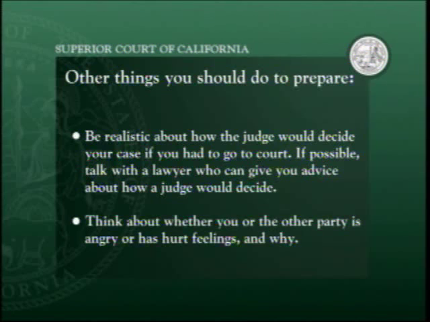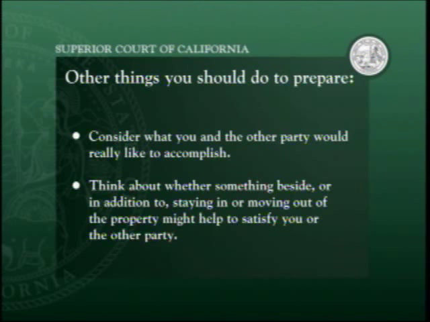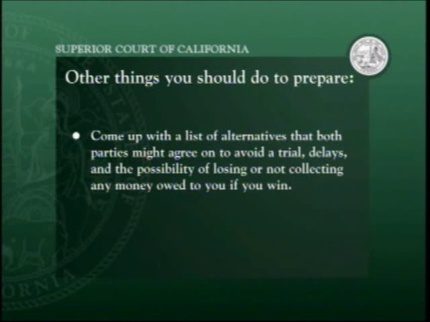Think about whether you or the other party is angry or has hurt feelings, and why. Consider what you and the other party would really like to accomplish. Think about whether something beside or in addition to staying in or moving out of the property might help to satisfy you or the other party. Come up with a list of alternatives that both parties might agree on to avoid a trial, delays, and the possibility of losing or not collecting any money owed to you if you win.